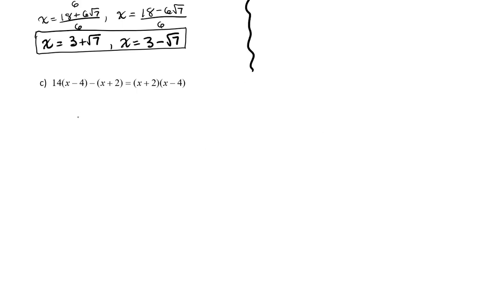Lastly, we have a very interesting equation. We're going to have to FOIL the right-hand side, distribute the 14 to the binomial, and then distribute that negative to the other binomial. So we have 14x minus 14 times negative 4 is going to be 56. So minus 56 minus x minus 2 equals x squared minus 2x minus 8. Now we have to bring everything to one side of the equal sign, set it equal to 0, and use the quadratic formula.